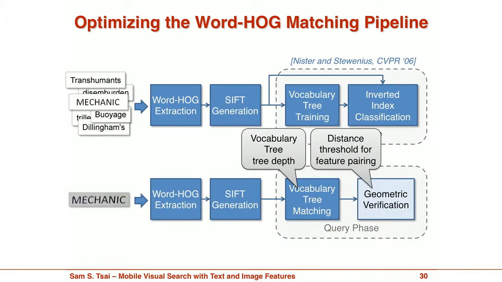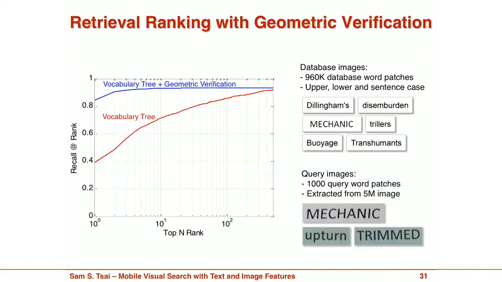For the vocabulary tree, we trained the vocabulary tree depth, and also the distance threshold used for the feature pairing stage. Once we have trained the system, we tested the performance using a 960,000 word patch database. It was generated using 400,000 different words with 3 different casings.